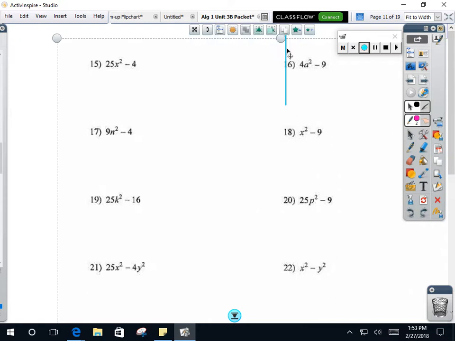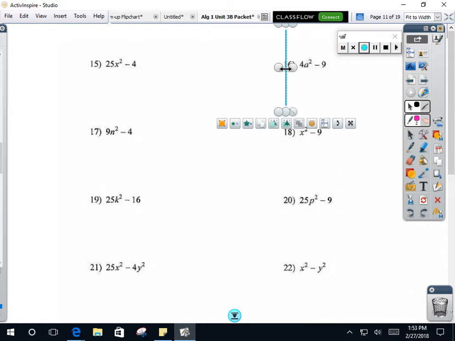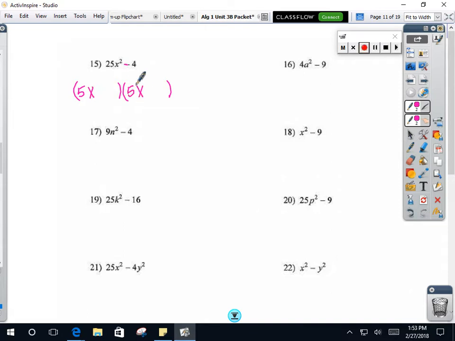Okay, number 15. Is number 15 a difference of two squares? Yes, it's definitely a difference, and both terms are perfect squares. What times what is 25x squared? 5x times 5x. And what times what is 4? 2 times 2, but one would have to be positive, one would have to be negative to make it a negative 4 and to cancel out the middle. Okay, I'll do one more with you.